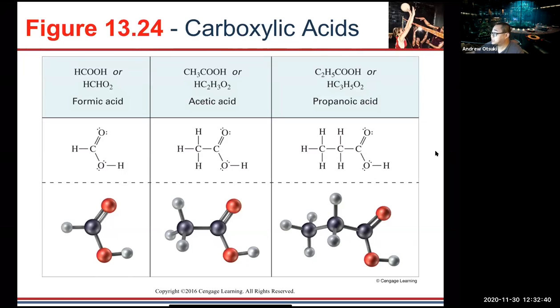Propanoic acid is the third simplest. So here we have 1 carbon, 2 carbons, now 3 carbons. Propanoic acid, another useful carboxylic acid. So these are examples of carboxylic acids. Okay. All right, that is the end of chapter 13.